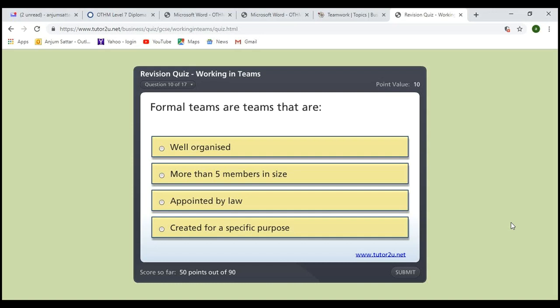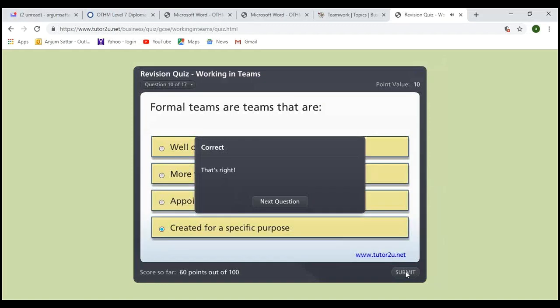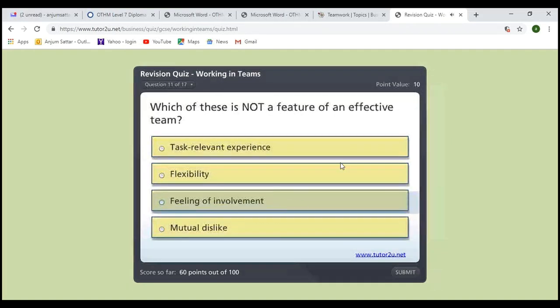We discuss formal group, formal team. Is D, created for a specific purpose. Appointed by law? No, can't be law, because we can pick the people according to our wishes, which are not features of an effective team.